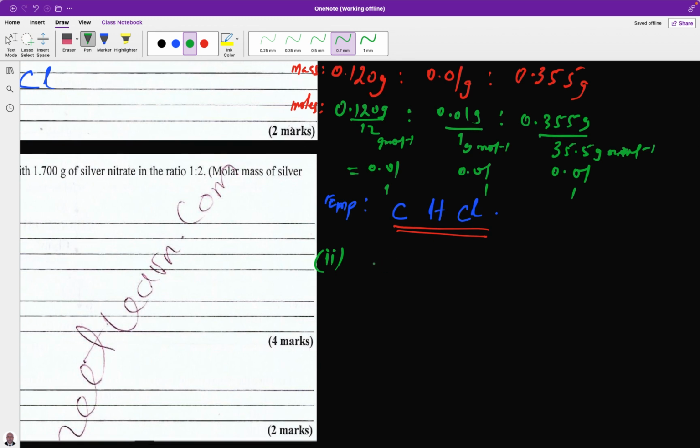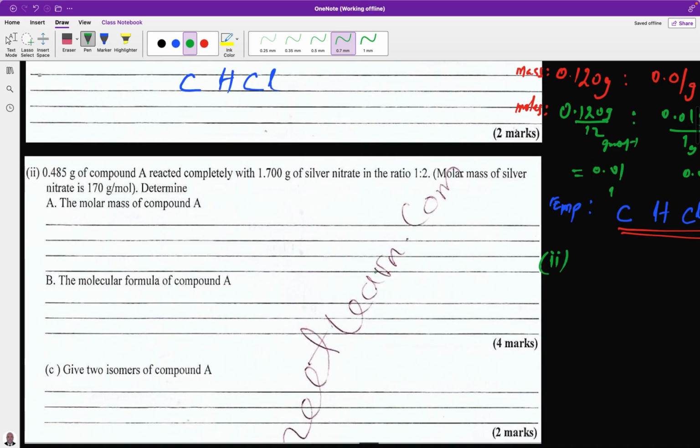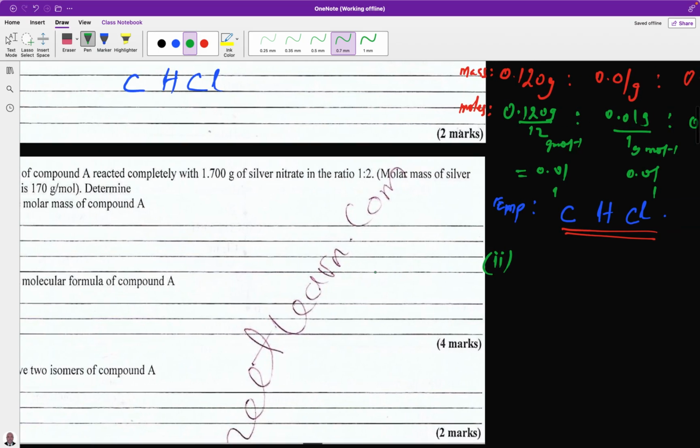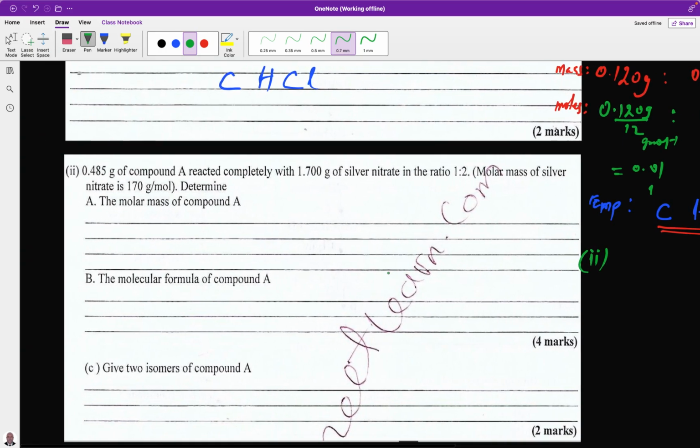So the number of moles of silver, you have been given the mass. Make use of the information you are given on your question paper, please. So now you have been given the number of moles, you have been given the mass of the organic compound A, and you have been given the mass of silver nitrate. You have been given the mole ratio that they reacted with A. And you have been given the MR, or we call it the molar mass of silver nitrate.